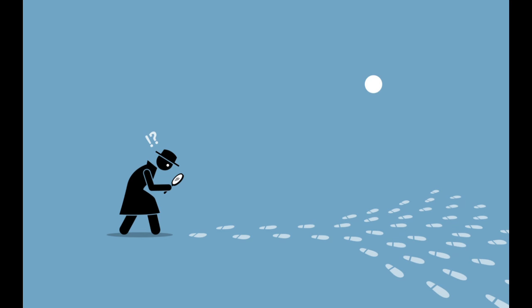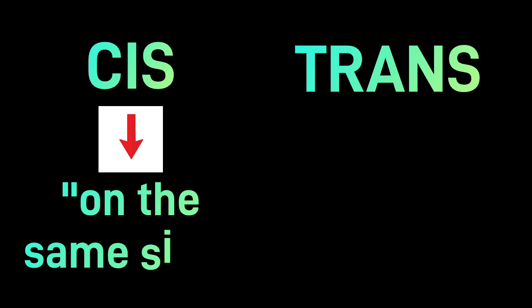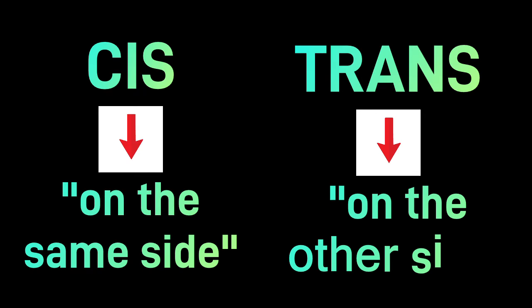Now, is it possible for a delivering doctor or a midwife to assign the wrong gender based on the genital appearance? Yes, there are some babies who are born with what are called ambiguous genitalia, where it's really impossible to assign a gender correctly. We also hear the terms cis and trans. Cis from the Latin means on the same side, and trans means on the other side.